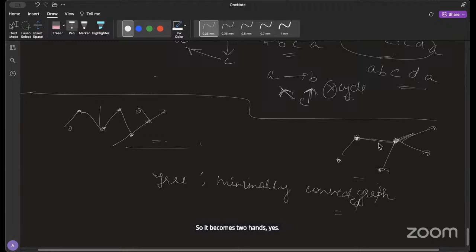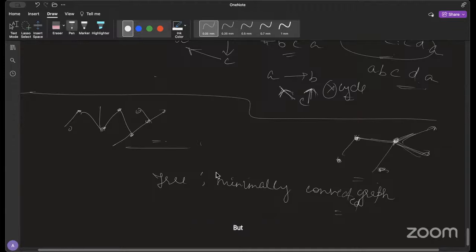So if now this is a tree, why? Because if you remove this edge, then this becomes disconnected. If you remove this edge, then it becomes disconnected. But if you will have this, then this is not a tree, right? Because you can still remove this edge and this is still a connected graph.